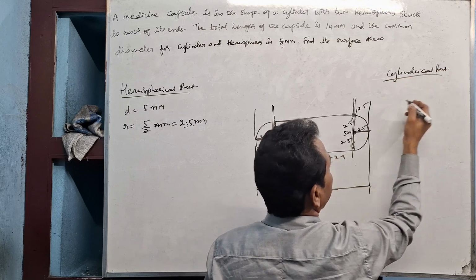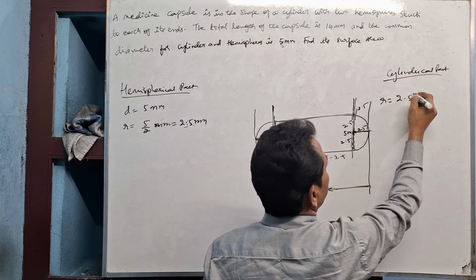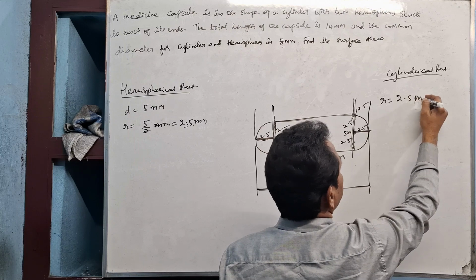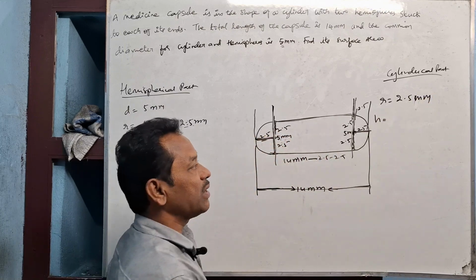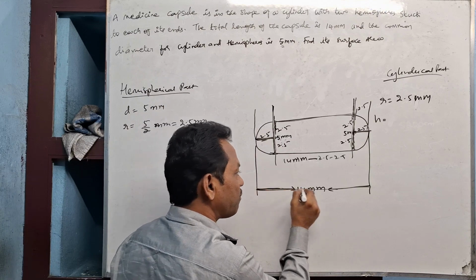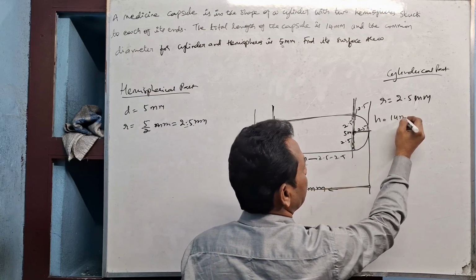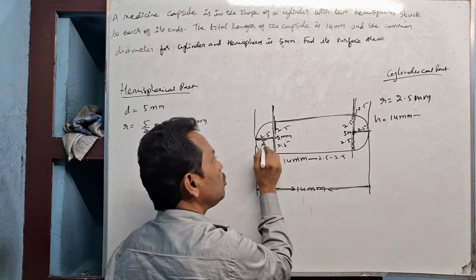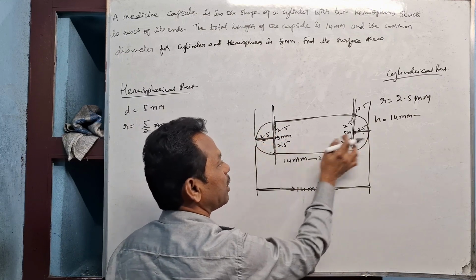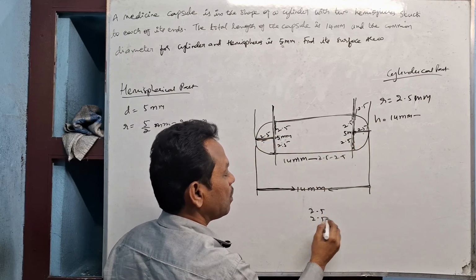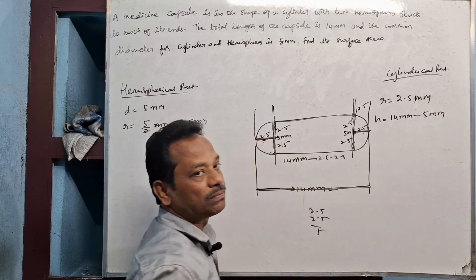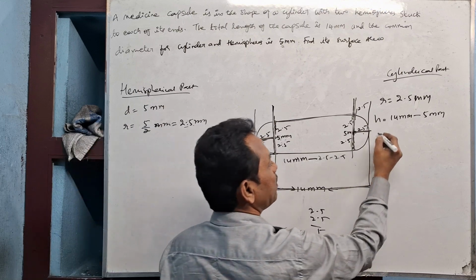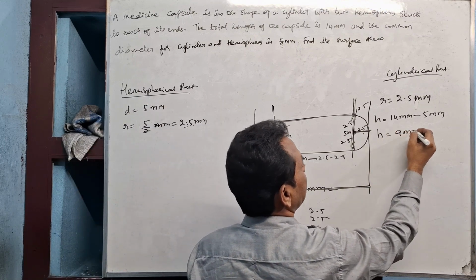For the cylindrical part, the radius is the same, 2.5 millimeter, and the height will be the whole length, 14 millimeters, minus the two radii. Let me take 2.5 and 2.5 and add them, so we get 5. Let us subtract 5 millimeters from the total length. If I subtract, I'll be getting height equal to 9 millimeters.